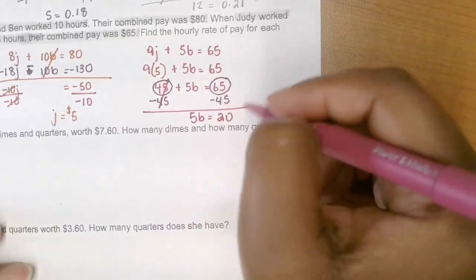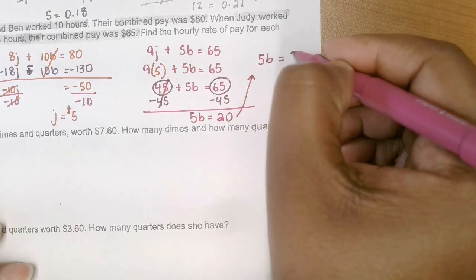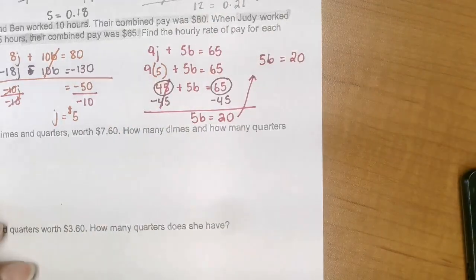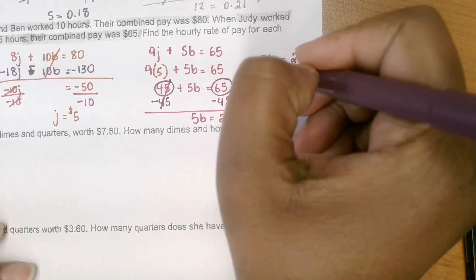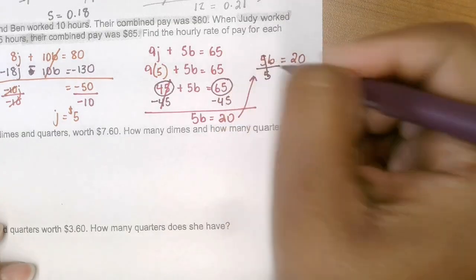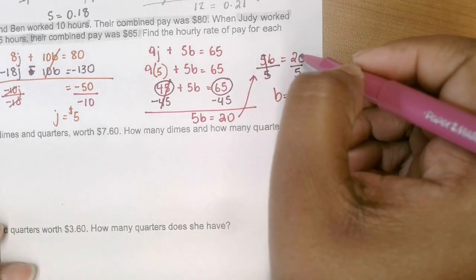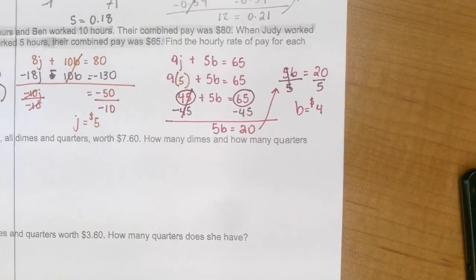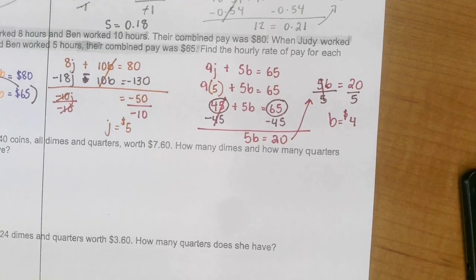I do not have enough space, so I'm going to rewrite this here so I can simplify. Never leave a variable in a negative state or a number greater than 1. So I'm going to divide by the 5 that is attached to the b. And my answer is b is equal to 4. 20 divided by 5 is 4. So Ben only worked $4 an hour and Judy worked $5 an hour.